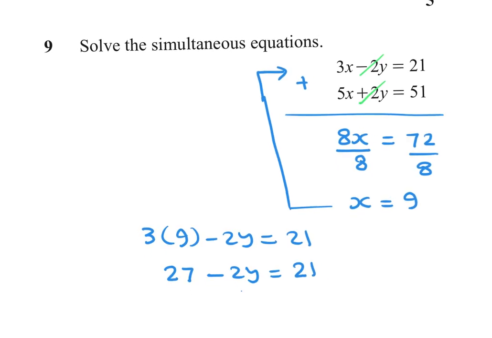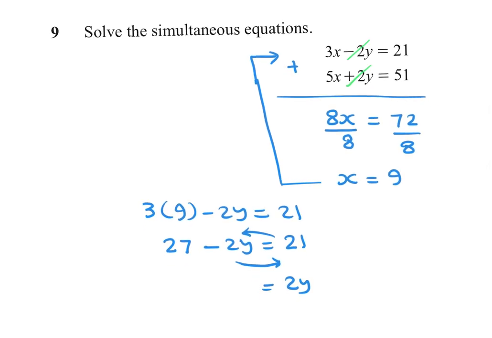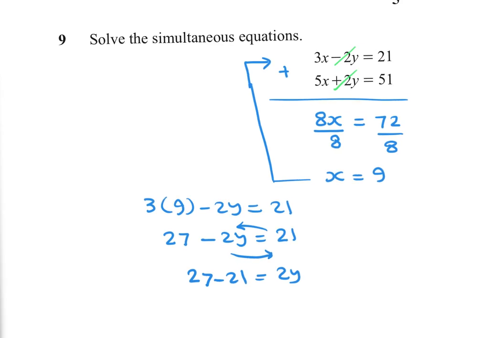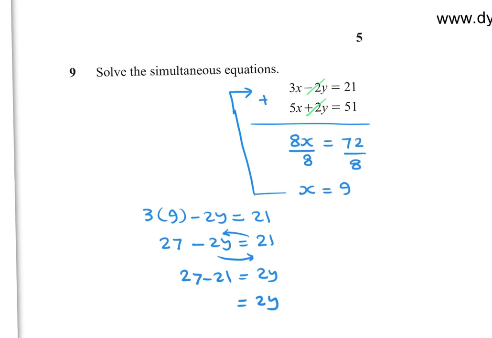Now you can transpose negative 2y to the other side, and 21 to the other side. So 27 minus 21 equals 2y, so 2y equals 6. So y equals 3. So x equals 9, y equals 3.